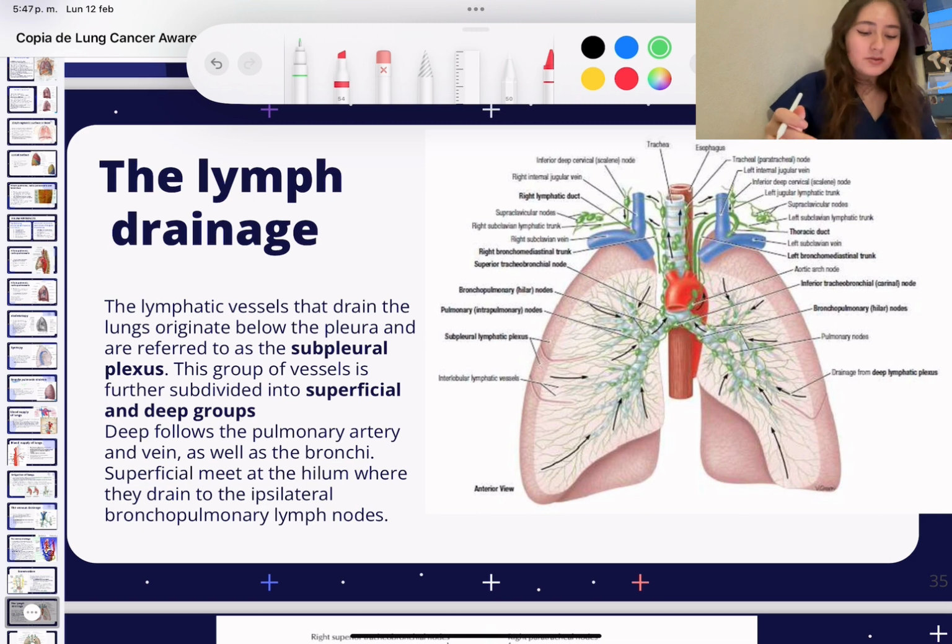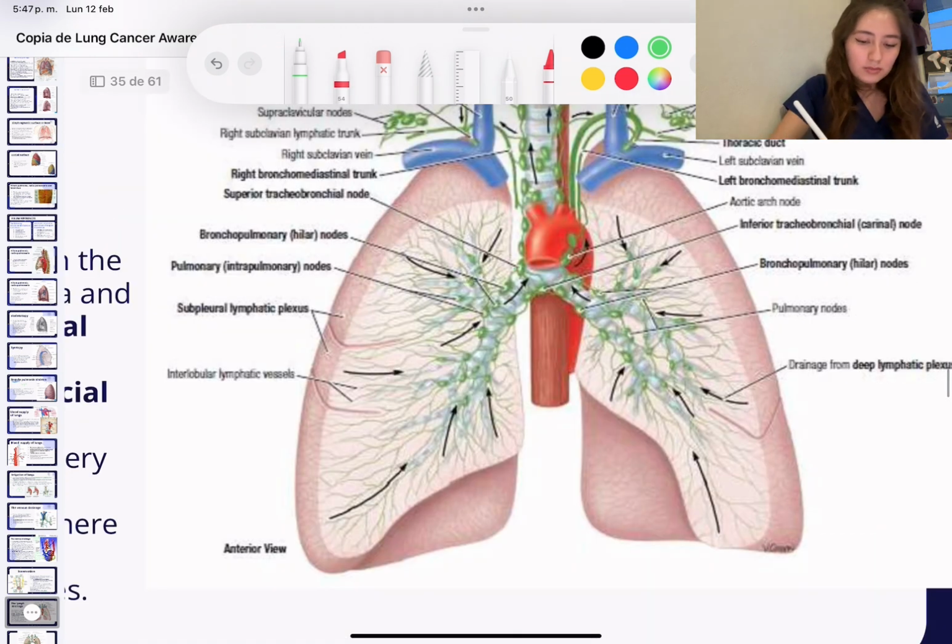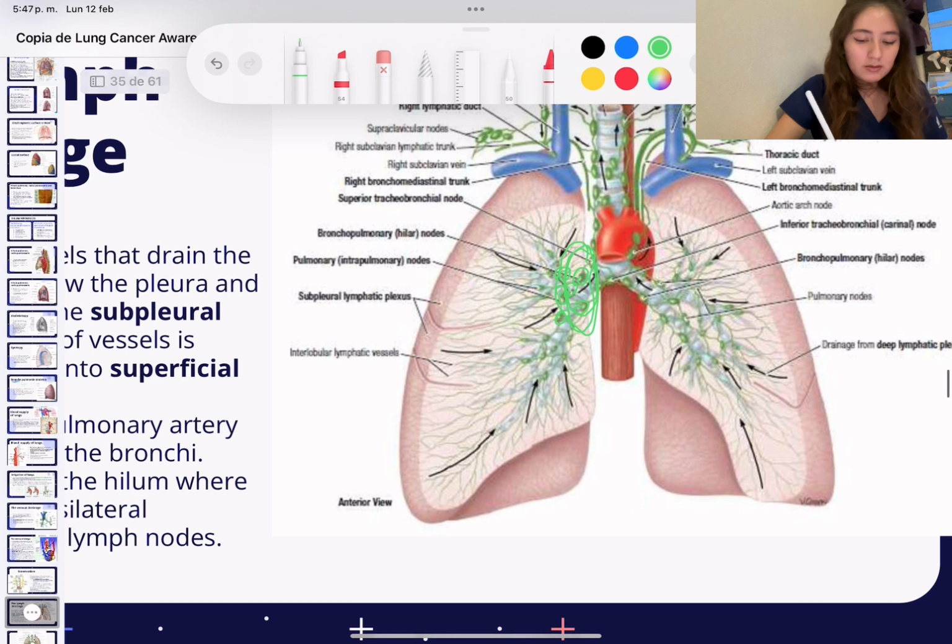The lymph drainage. The lymph vessels that drain the lungs originate below the pleura and are referred to as the subpleural plexus. This group of vessels is further divided into superficial and deep groups. This is the hilum. And those are like the superficial nodes, and from here they go to the deep ones. So the deep ones are nearer to the alveolus, and the superficial are in the hilum.